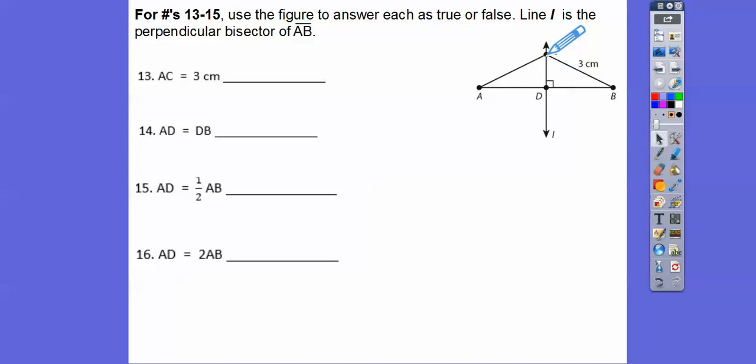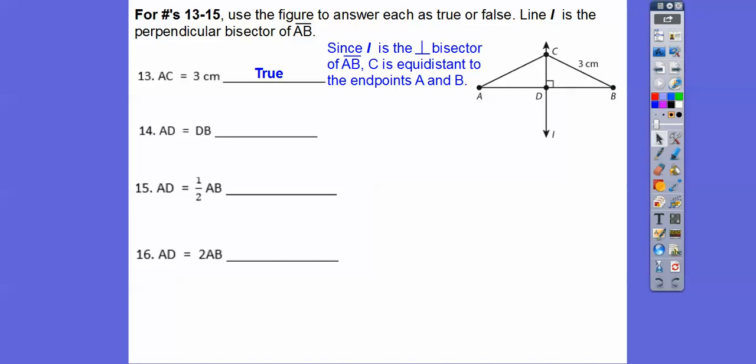So I know that this segment equals this segment. I also know that this segment equals this segment. The theorem says if a point is on the perpendicular bisector of a segment, then it's equidistant to the endpoints. So it says AC is 3. Well, sure, it's the same as that, so that's a true right there.